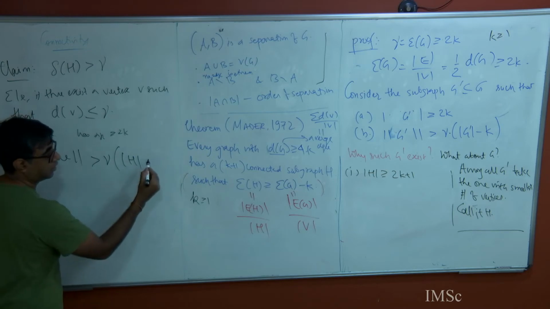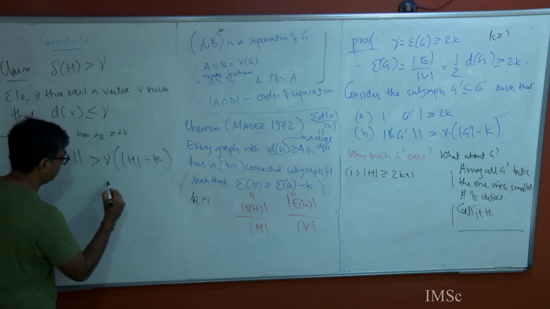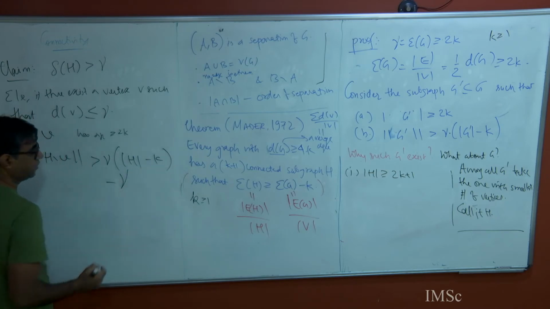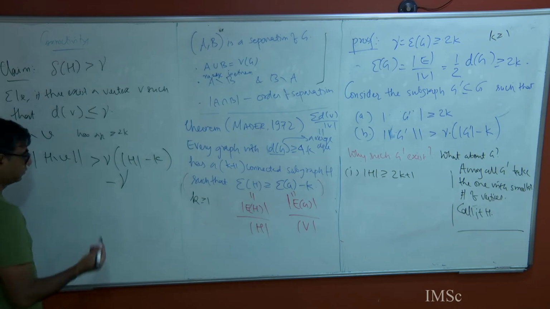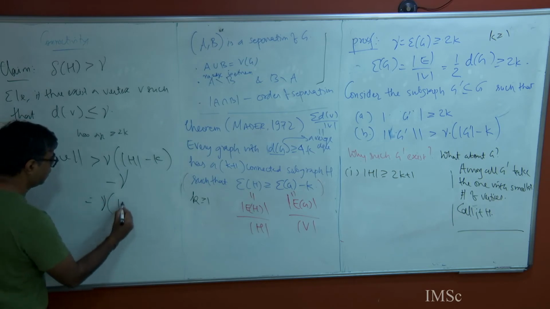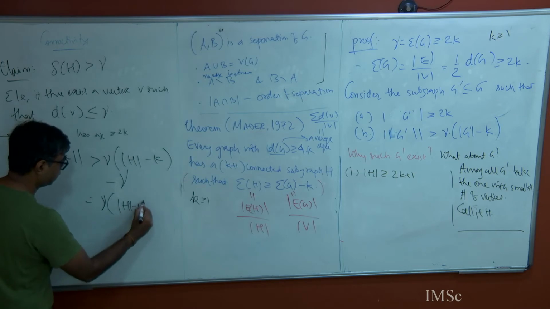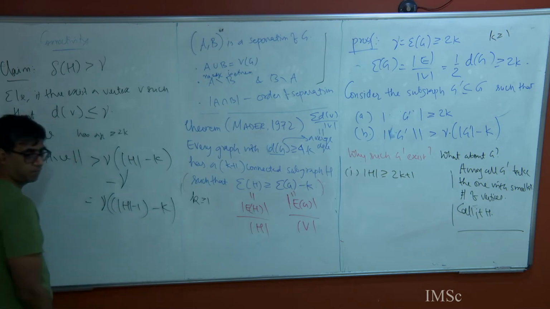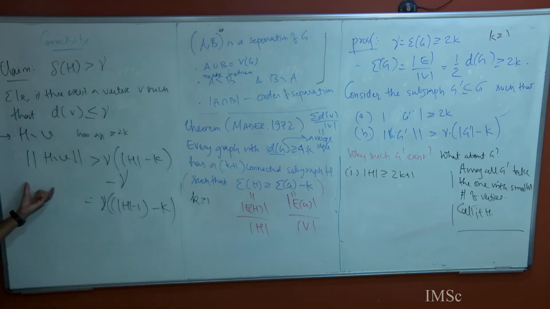H minus K minus gamma, which is equal to gamma H minus 1 minus K, right? Which is perfectly fine. So, what can I assume because of this? So, this is basically the same. Look, if average degree is very large, then a vertex which is flipping degree has no meaning.